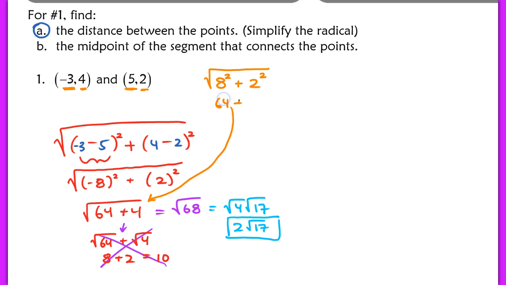We should get 64 plus 4. If we take the square root here, we get the square root of 68, which is going to reduce to 2 root 17. So this is just a little shortcut method. I'll do it once again in the next problem, but I just wanted to introduce it to you here for the first time. Okay, so now let's talk about midpoint formula.